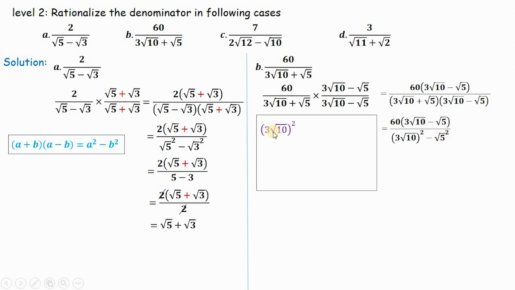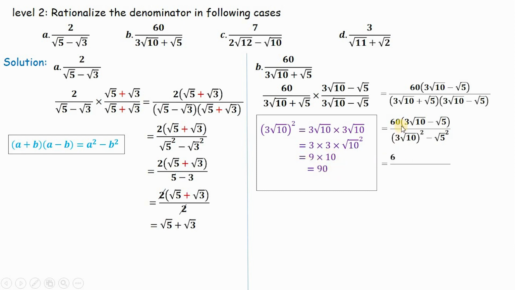And now here I have shown how to multiply this square. So 3 root 10 whole square means 3 into root 10 into 3 into root 10. So what we do is we multiply 3 and 3, and we have root 10 into root 10, therefore it becomes root 10 square, and 3 into 3 is 9, and the square root of 10 square is 10, therefore 9 into 10 is 90.